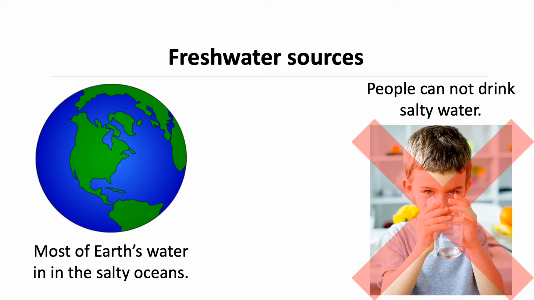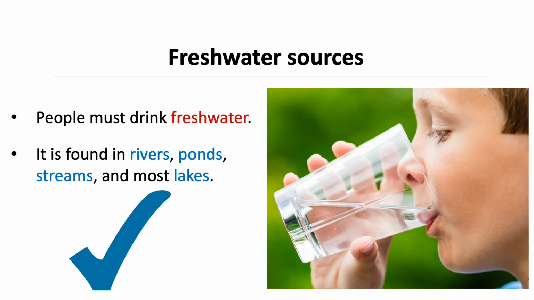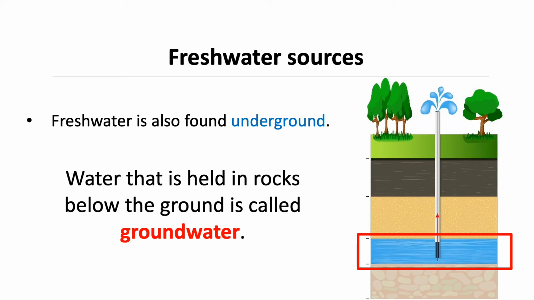Most of Earth's water is in the salty oceans. People cannot use it to drink. They must drink fresh water, or water that is not salty. Fresh water is found in rivers, ponds, streams, and most in lakes. It is also found underground. Water that is held in rocks below the ground is called groundwater.